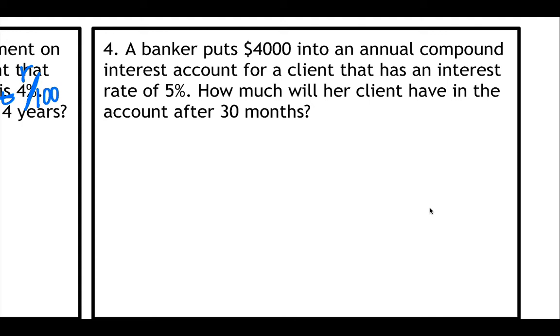Okay. A banker puts $4,000 principal into an annual compound interest account for a client that has an interest rate.